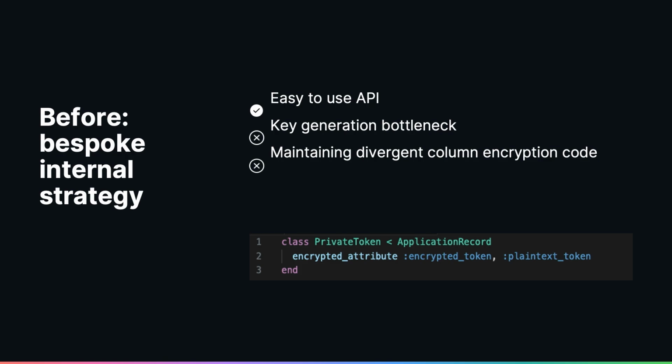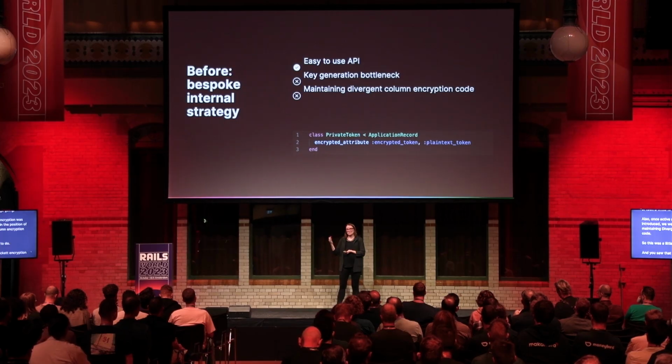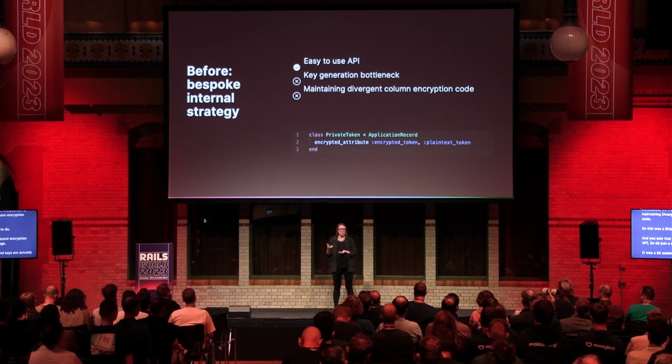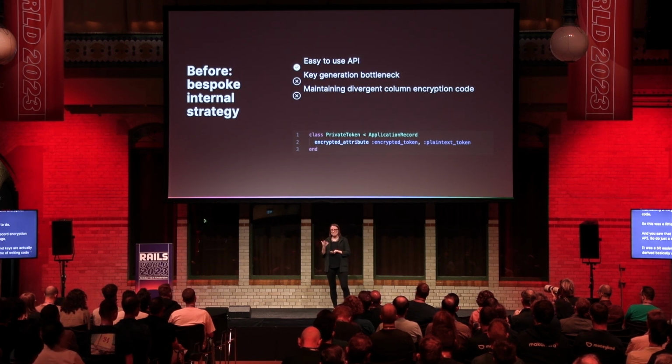Also, once ActiveRecord encryption was introduced, we were now in the position of maintaining divergent column encryption code. So this was a little harder to do, and you saw the ActiveRecord encryption API I showed you just a second ago. It was a bit easier to do, and keys are actually derived basically at the time of writing code, or you could even consider at runtime if you really want to get down to it.